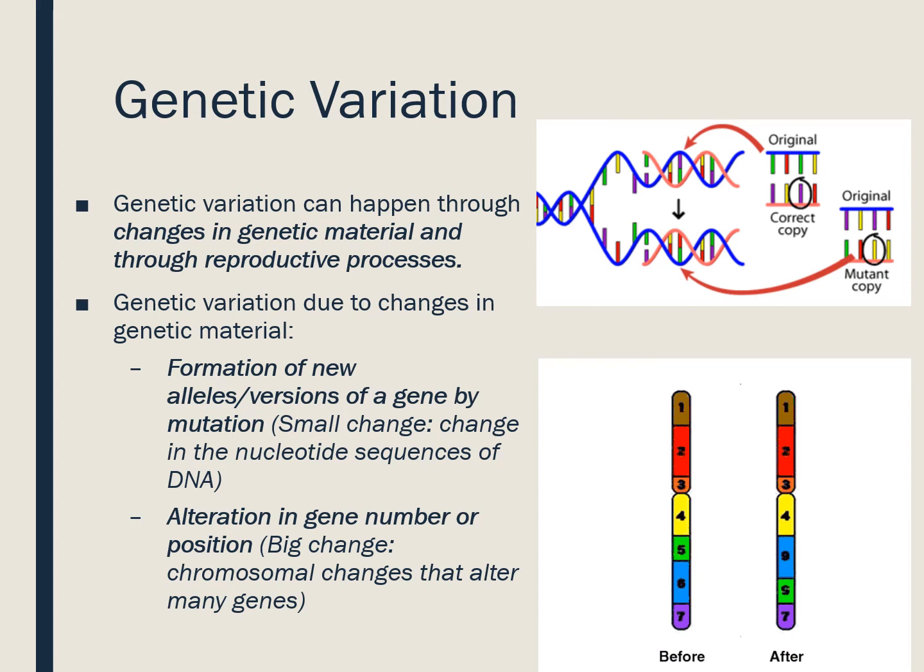Or there can be an alteration in the gene number or position, so any kind of chromosomal changes that alter genes. One big chromosomal change is trisomy 21, or Down syndrome. That is a very big change. There's a whole other chromosome or part of a chromosome extra that's not supposed to be there, but that does lead to genetic variation.